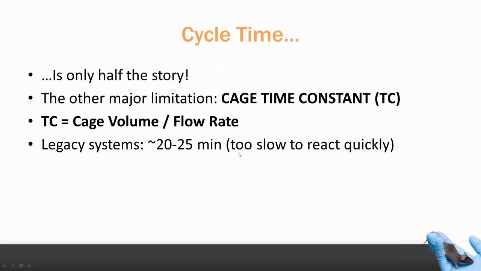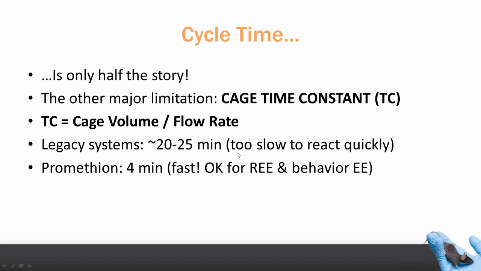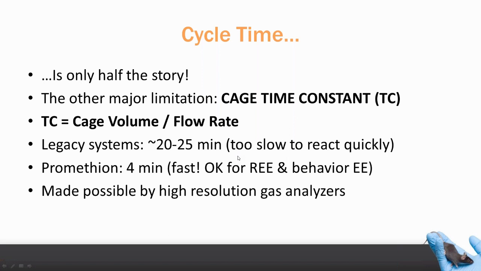So their time constant is about 20 to 25 minutes. So if the mouse starts doing something, it will have to continue doing it for quite a long time in order to make a measurable difference to the signal from the cage. Promethion is about 5 times faster. So we can actually get good resting energy expenditure and behavior energy expenditure from the system.